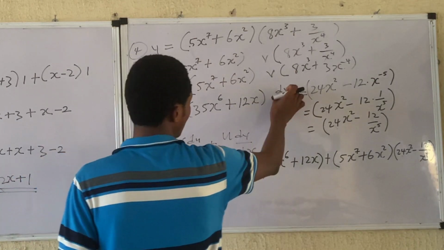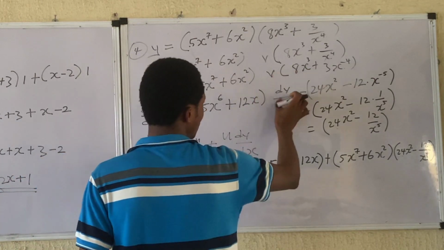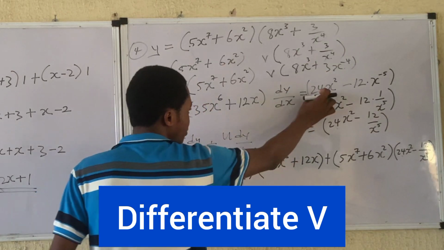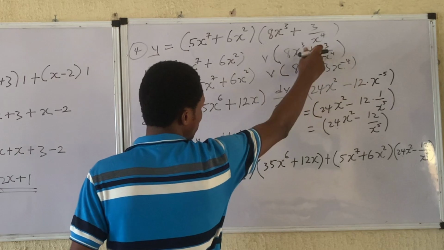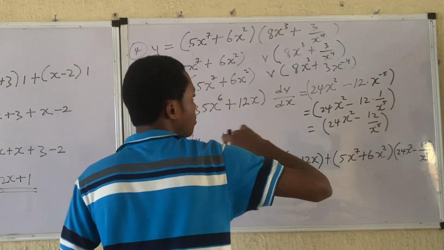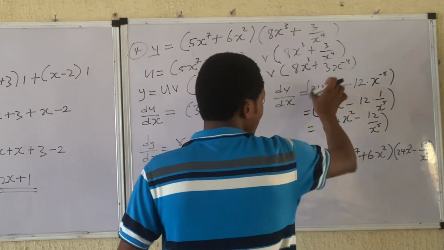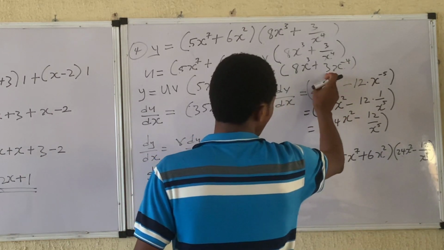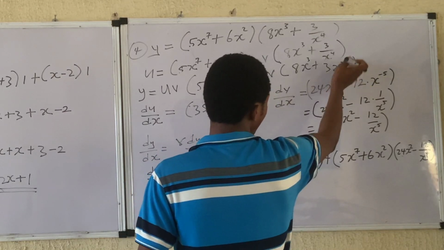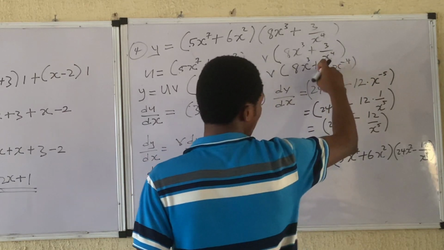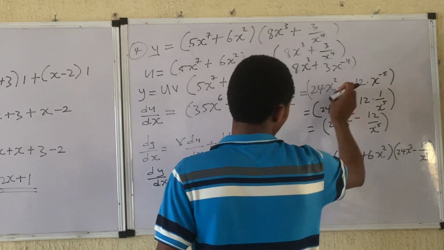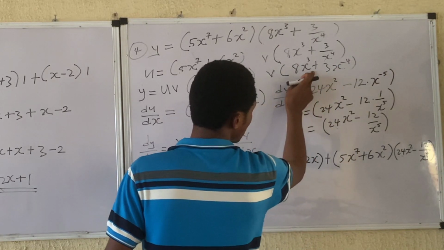Now differentiating v with respect to x, dv/dx equals 3 times 8 will give you 24x raised to the power 2, because we remove 1 from 3. Now, here again, differentiating this one: 3, which is the coefficient of this x here. Bring the power, which is minus 4, down. Minus 4 times 3 gives us minus 12.